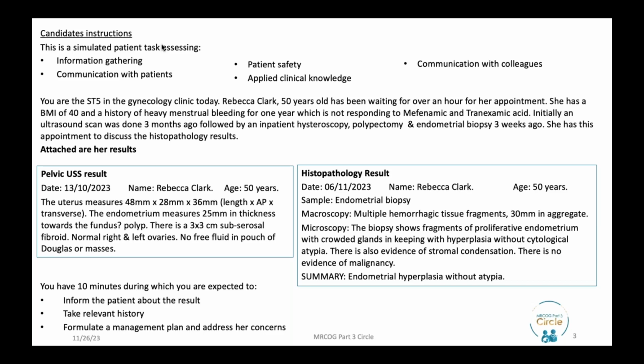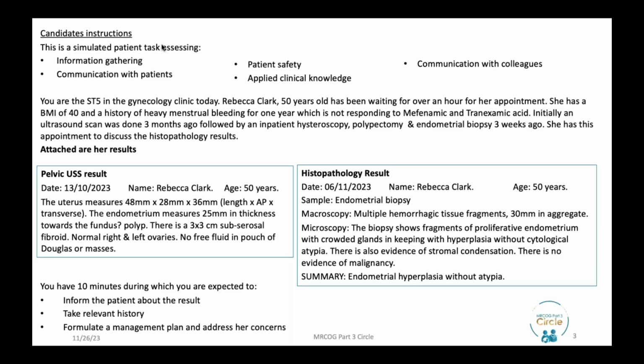Information gathering is basically the history you're going to take, the examination you're going to do if it's required. Communication with patients is your communication with the patient in terms of involving the patient with you throughout, having a good introduction, creating rapport with the patient, checking what they understand so far about what's going on, using layman terminology, which is patient-friendly terminology and not medical jargon, drawing if it's applicable, and inviting questions in between, and at the end coming up with a summary if you do have time.